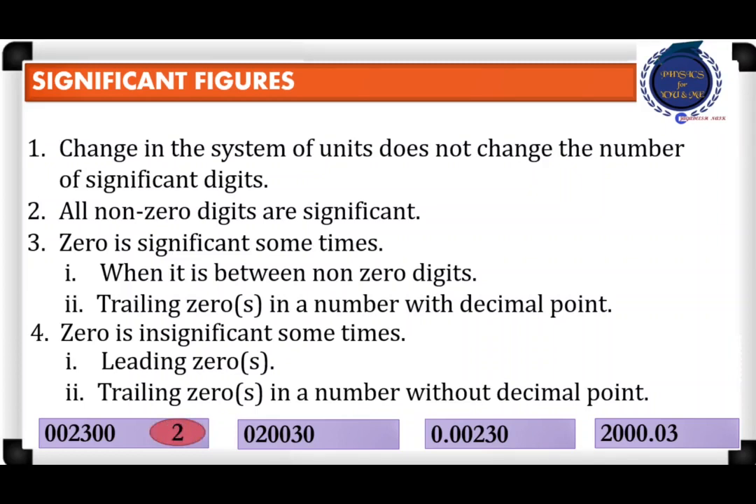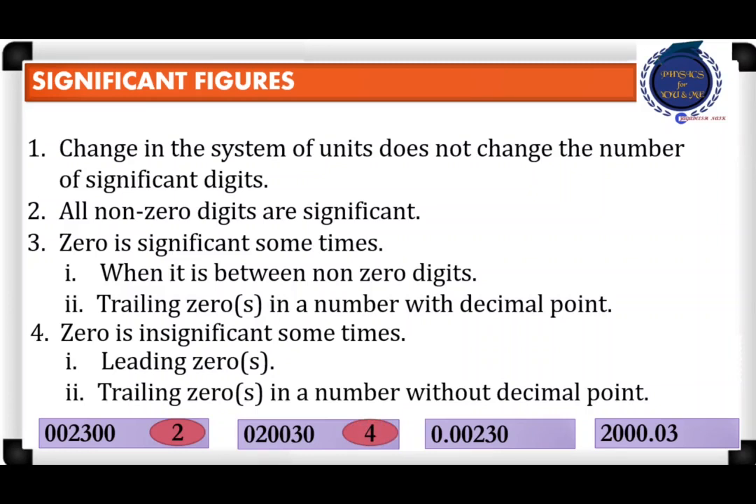2. Similarly, when we consider the second example, there are 2 zeros lying between 2 and 3. Hence, they become significant. There is 1 zero which is leading the number and 1 zero which is trailing the number. Since there is no decimal point, they are insignificant. Hence, the number of significant figures in this case is 4.